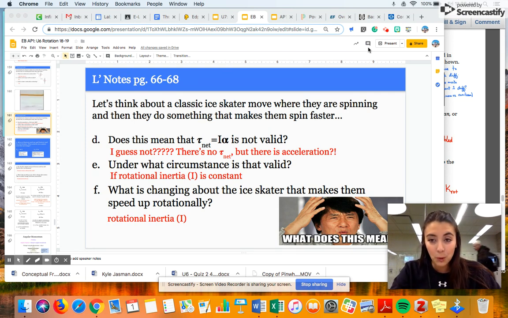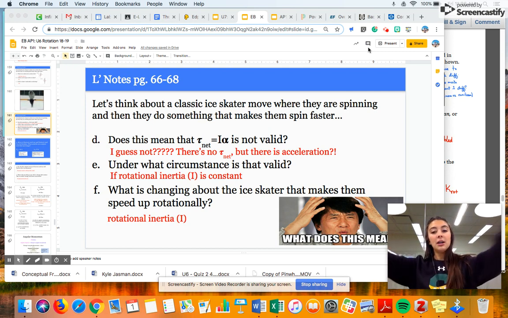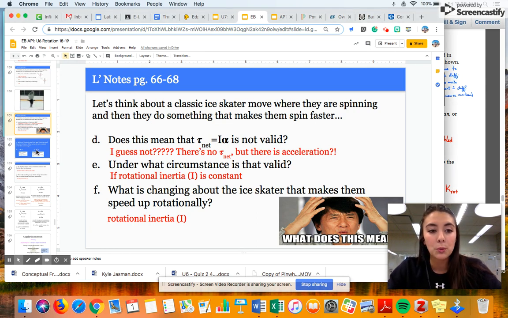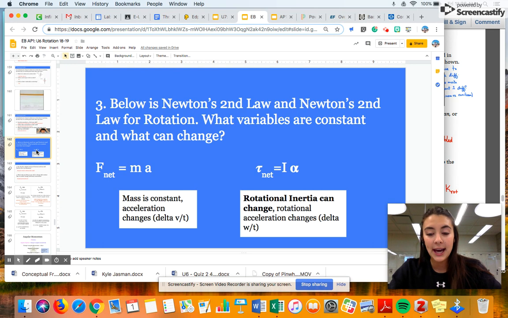So what made the ice skater speed up rotationally? It's when she brought her arms out, bringing them in, bringing her legs out, bringing them in. That changes that rotational inertia of I. Okay, so what we're going to do now is we're going to look at Newton's second law and Newton's second law for rotation. So they're the same thing. One's translational, one's rotational, right? We said that F net equals ma is our second law translationally. The second law for rotation is net torque equals I alpha, right? They go hand in hand.